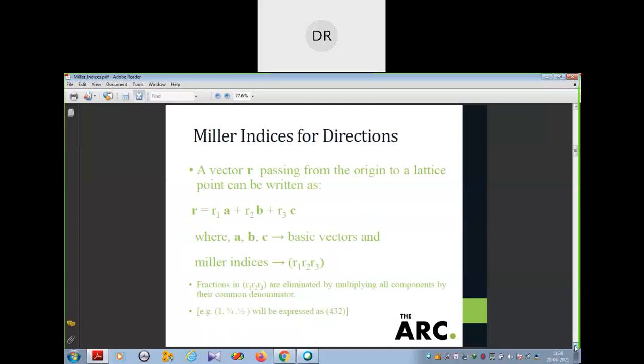So Miller indices for the directions. How can we find the Miller indices for directions? Suppose a vector is passing through the origin to a lattice point, then how can we designate this vector? We can designate this vector as r equal to r1a plus r2b plus r3c. So a, b, c are the basic vectors, and r1, r2 and r3 are the Miller indices.